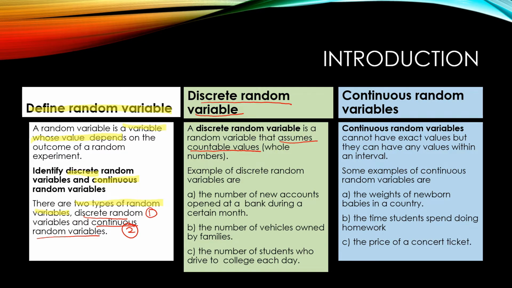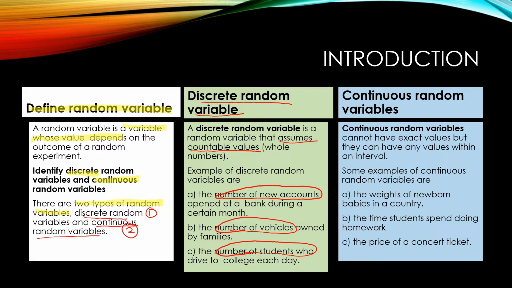Let's look at the examples of discrete random variables. The first one is the number of new accounts opened at a bank during a certain month. B, the number of vehicles owned by families. C, the number of students who drive to college each day. If you look at the examples, we know that the values will be whole numbers. So that's why these are discrete random variables.